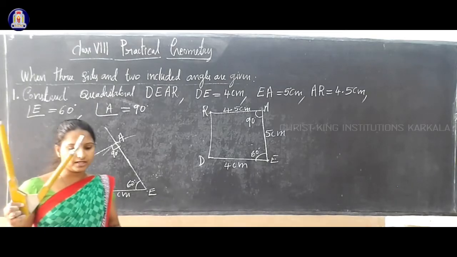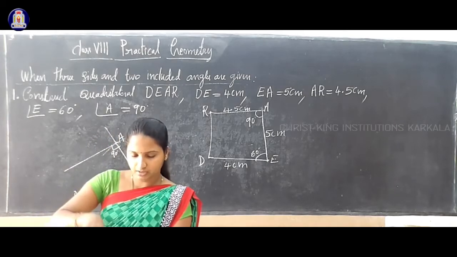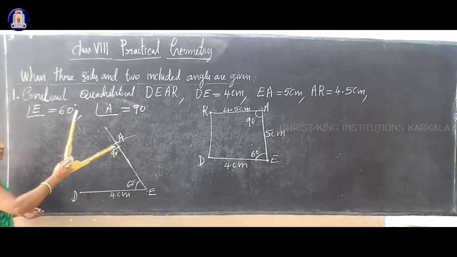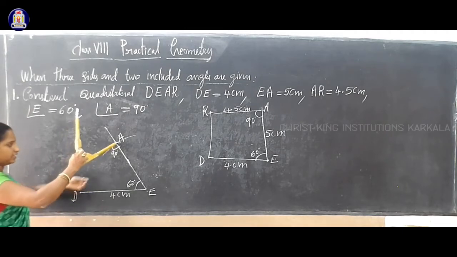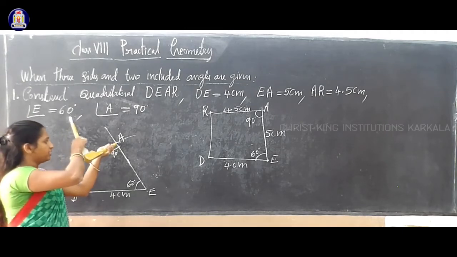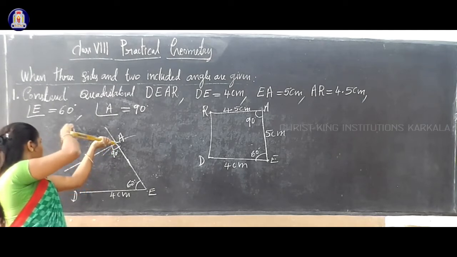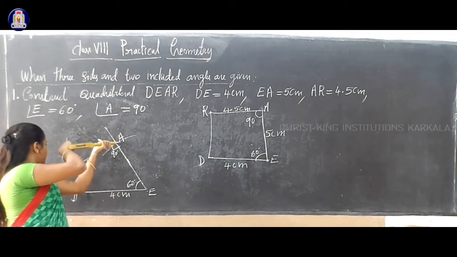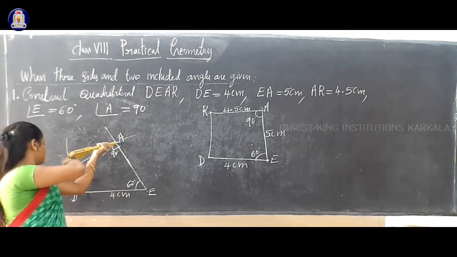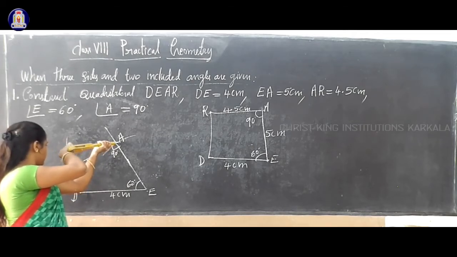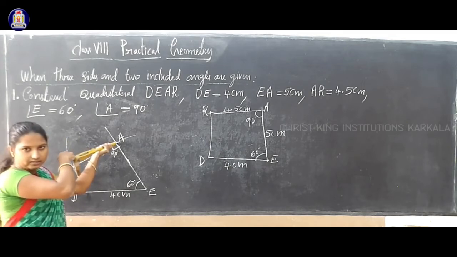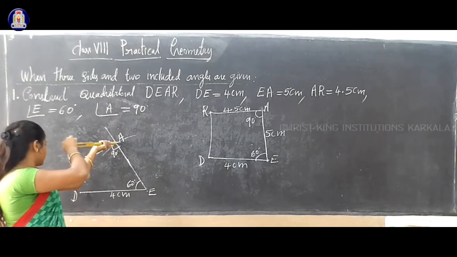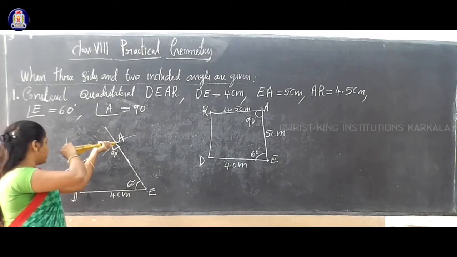So in compass you have to take 4.5 centimeter, and keep compass on point A and draw an arc. This arc will cut the previously drawn line. Suppose it does not intersect, then you have to extend the line. Clear? It will intersect at one point. Correct? So the arc will cut the line at one point.